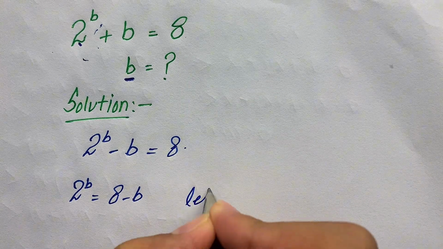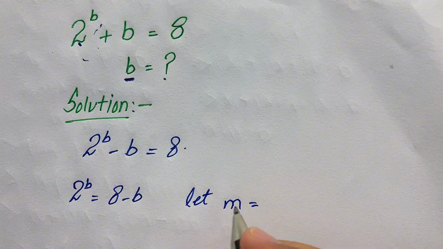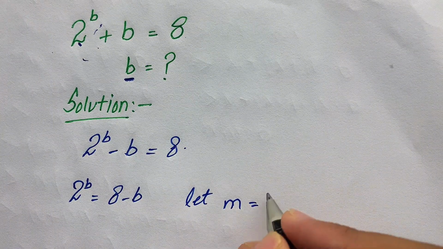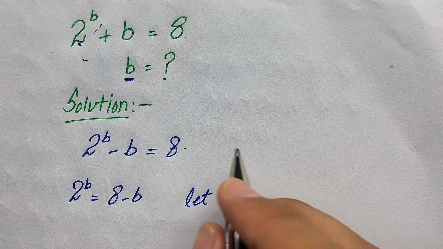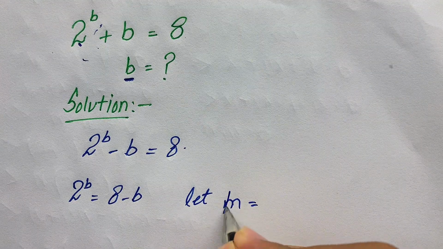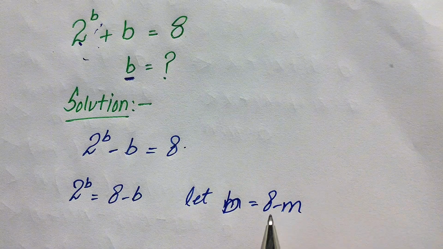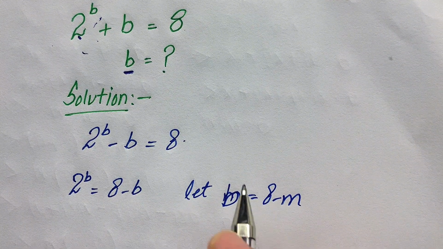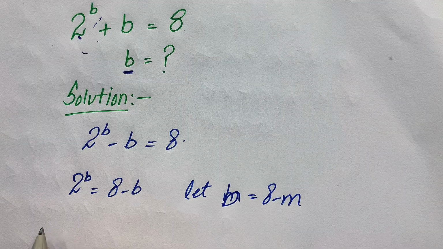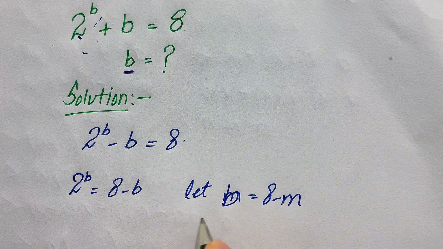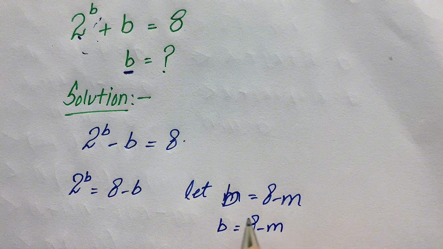Let m is equal to 8 minus b. So we let b is equal to 8 minus m. This b is equal to 8 minus m.